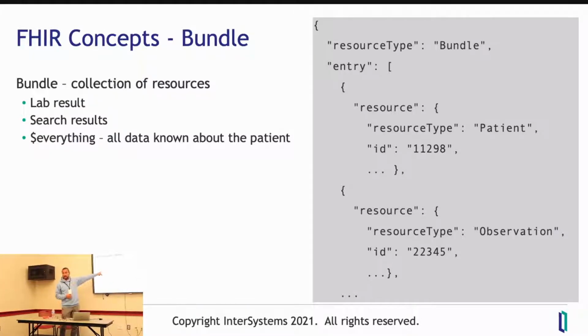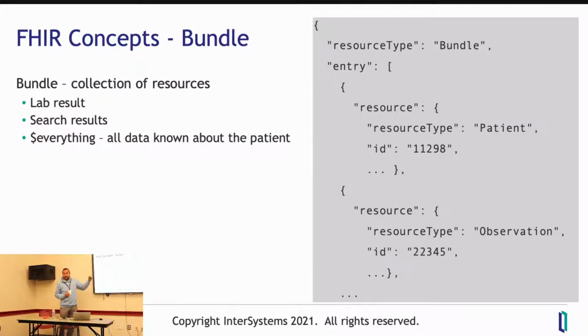If you're searching for something, say, show me all the patients that have an allergy to a particular environmental factor, you get five patients, and the result will be returned as a bundle.